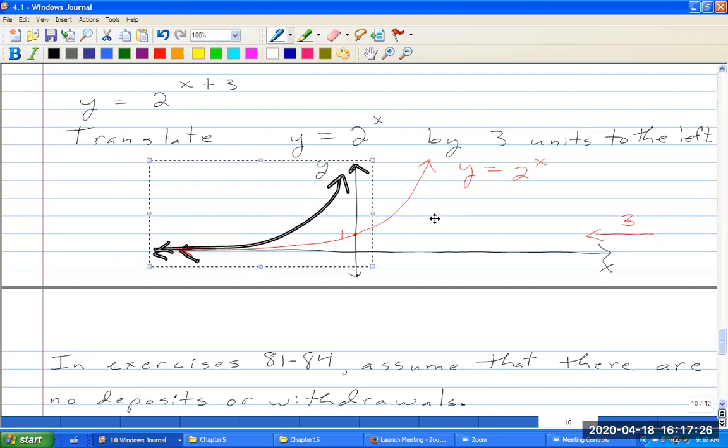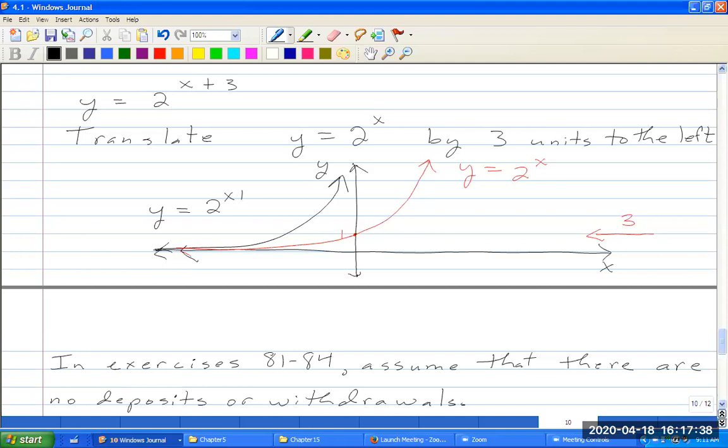Okay, good enough. So that's the graph of y equaling 2 to the power x plus 3. So I've just taken this and moved it 3 units to the left.